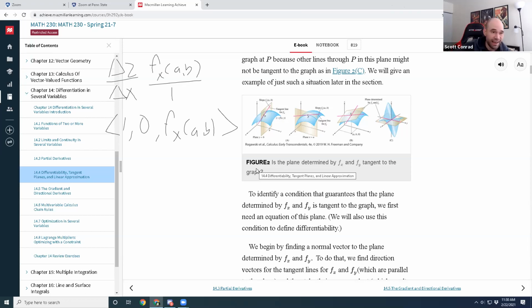And then we can do the same thing. We can fix x equals a, and that's going to give us a trace on our surface. The slope of that at our point is going to be f sub y. So this is the direction vector for that tangent line, and the other is the direction vector for the first one. So that's going to be 0, 1, f sub y at (a, b). I'm going to go through this really quickly because the derivation is not super important, but I just wanted to explain where this comes from.